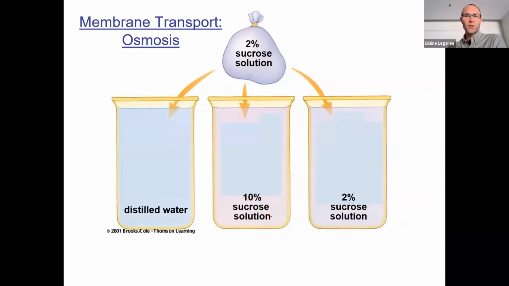There's all sorts of experiments you can do with osmosis. Something that you can do is you can buy these things called artificial membranes. And you can see in this experiment here, we have an artificial membrane. It has a 2% sucrose solution. It could be salt, it could be all sorts of things. Sucrose does not cross membranes very easily. And you can see I have 3 solutions: a distilled water, a 10% sucrose solution, and a 2% sucrose solution.